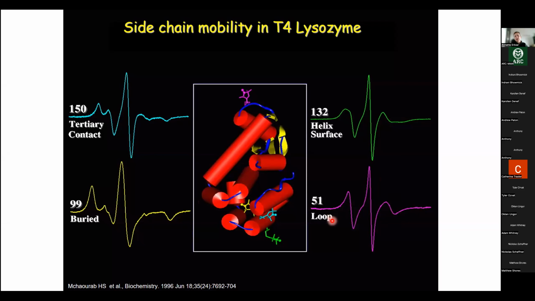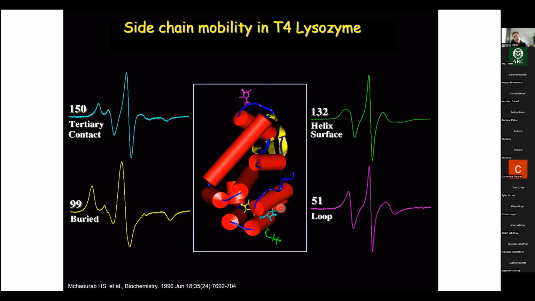Now, if instead of that, you set the spin label here on an alpha helix, but surface exposed, it can still freely turn around here, but the backbone movement is strongly restricted because of the alpha helix. And as you can see, that spectrum starts to broaden. You can see that the high and low field peaks move out, and the peak to peak distance here is also getting wider.